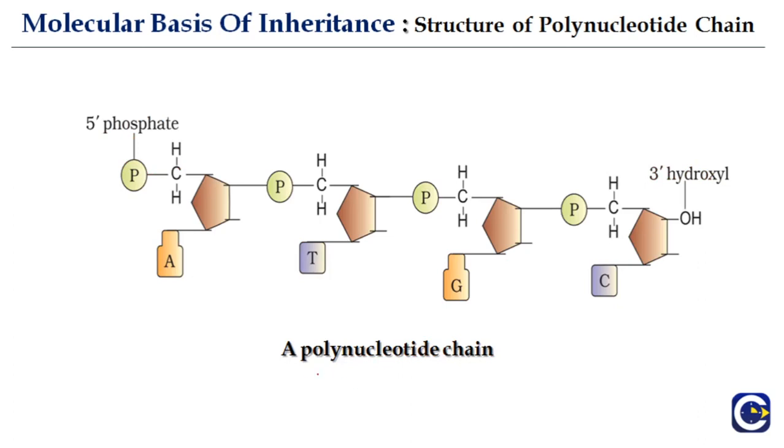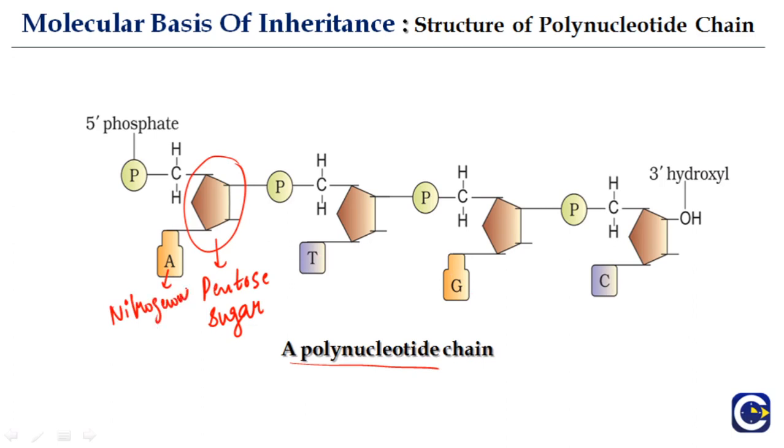So here is a polynucleotide chain. This is how a polynucleotide chain looks. If we revise, what is a nucleotide? A nucleotide basically consists of a pentose sugar. So here is the pentose sugar. And what is this A, T, G, C? Adenine, thymine, guanine, cytosine. These are the nitrogenous bases. And then these are the phosphate groups here. You see, all the P is the phosphate group. So this whole structure is a nucleotide.